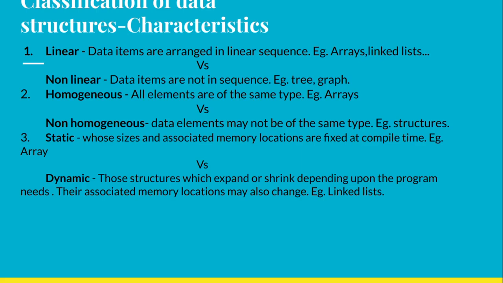Then we have static, whose size and associated memory locations are fixed at compile time. Example, array. Then we have dynamic, those structures which expand or shrink depending upon the program needs. Their associated memory locations may also change. For example, linked list. You know that in coming videos we'll be learning about linked lists. In a linked list, we have nodes, and depending upon the data, it expands and shrinks.